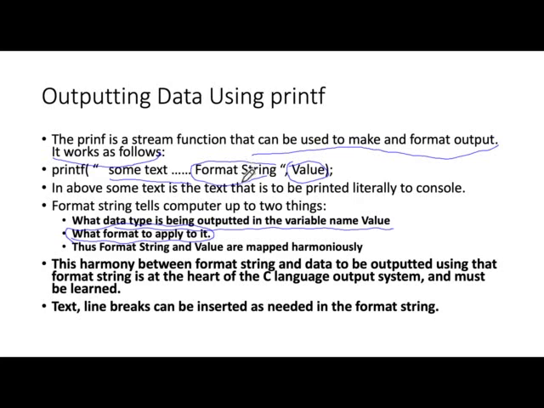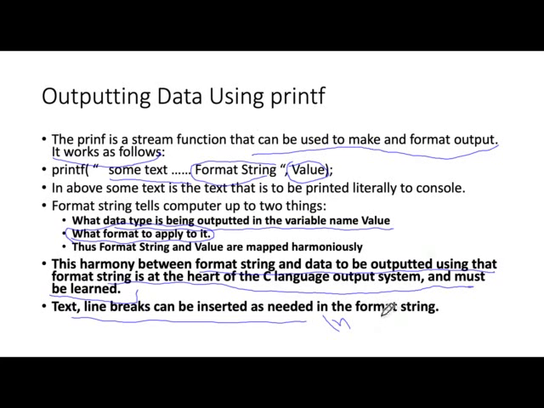You can already see that there is a mapping and harmony between the format string and the data to which this format string applies. This harmony between the format string and the data to be output using that format string is the heart of the C language output system, and this must be learned. This is where students have problems, because this requires more concentration and more attention to harmony and mapping. We can also insert a line break, which is \n, as needed in the format string anywhere.